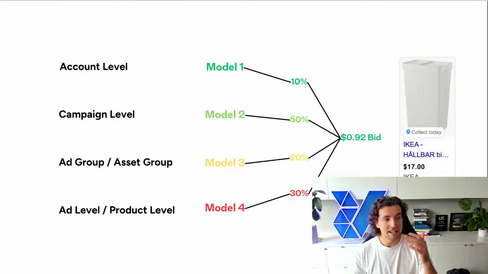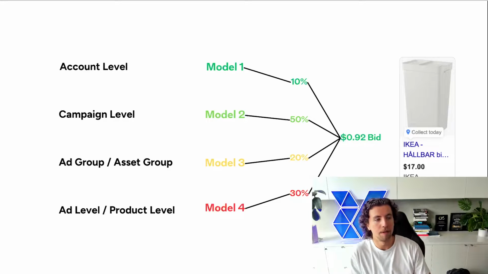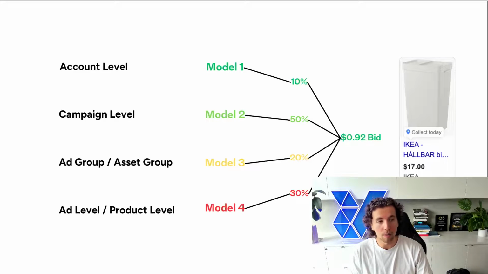And so what this could end up looking like, and this will always dynamically change, there's no way to get access to this data to what I'm aware. But for example, if we were going to place this product within a Performance Max campaign, the account level might contribute 10% of its learning and its data to the decision on how we should bid. The campaign level might contribute 50%, ad group might contribute 20%, and then the ad level might contribute 30%.